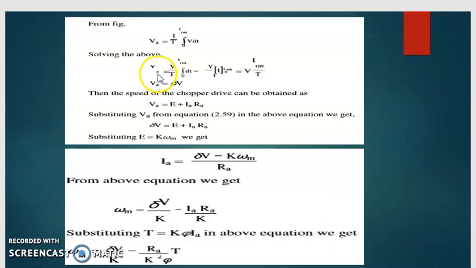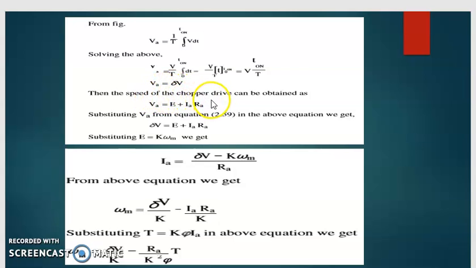From the figure, we can calculate the average voltage. VA is equal to 1 upon T, integration from 0 to T on of V dt. Solving the above, VA is equal to V upon T, integration from 0 to T on of dt. So finally we obtain VA is equal to delta V, where delta is the duty ratio.